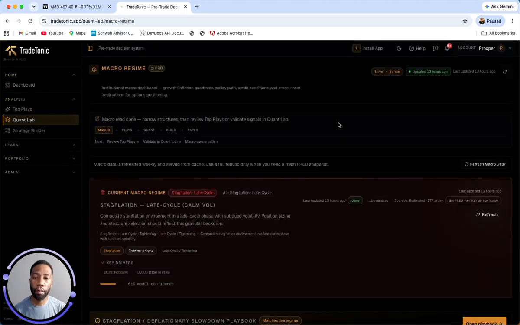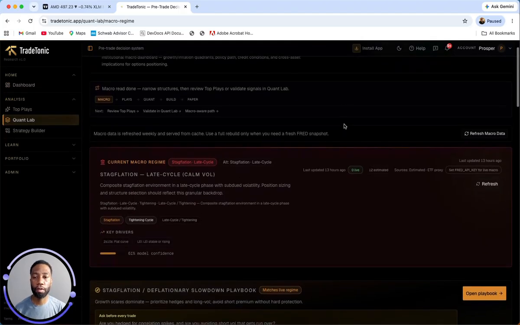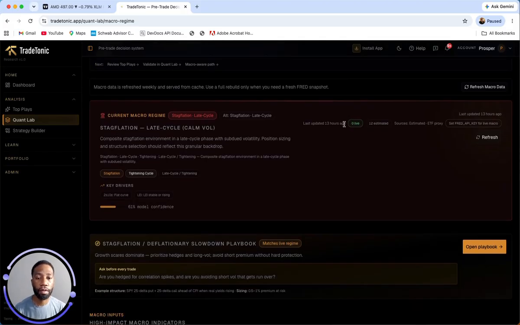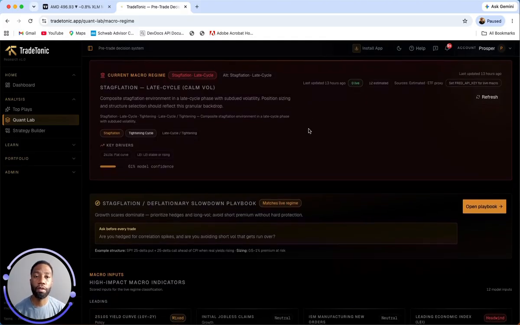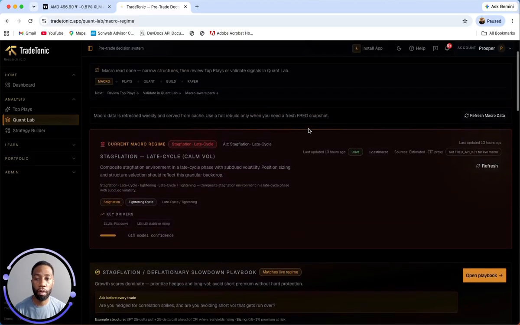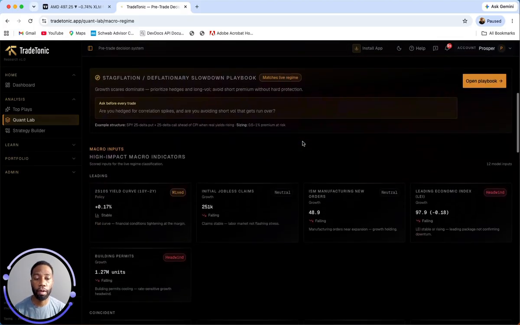So we can click on macro details, and macro details will show us the macro regime that we're currently in right now. Now, our models have over 32 macro indicators that are baked into the logic that we use. Our models are telling us that right now we're currently in a stagflation regime, right? And because we're in a stagflation regime, there are particular trades that usually work well in this particular market. So now that we know that we're in stagflation, the next thing we want to do is find some plays that really work well for that.